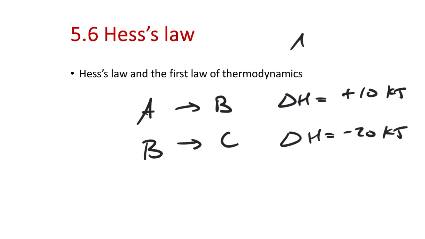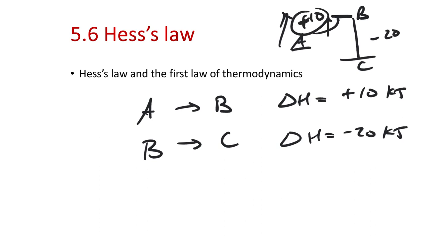Well, because of the first law of thermodynamics, A goes to B, went up to here, so it goes upward by 10. And then when we come back down to C, we go down by 20. So B to C goes down minus 20.